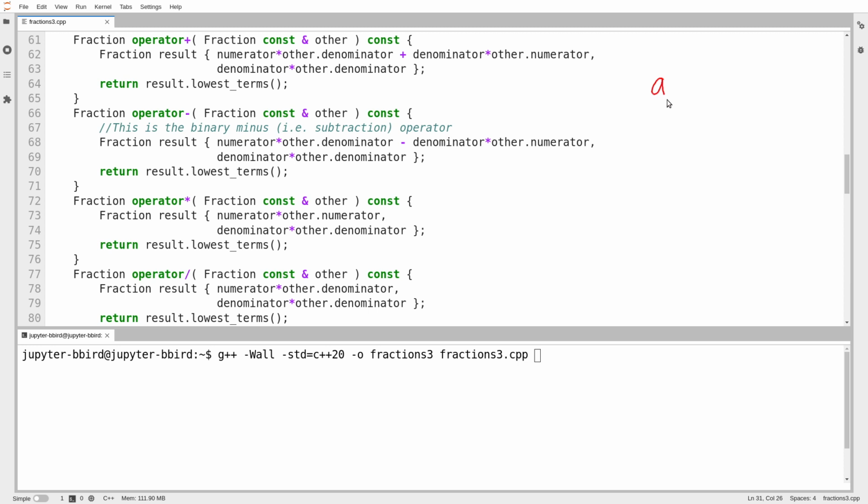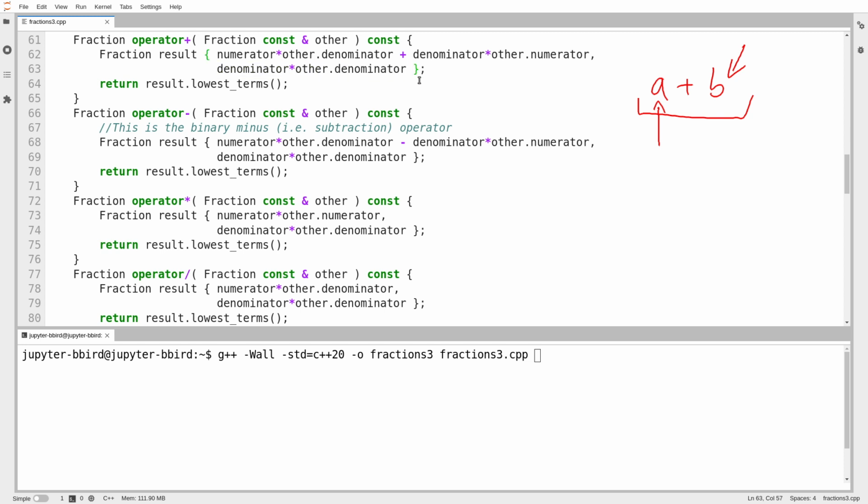If I were to write something like a plus b, in C++, when you define a binary operator, one that takes two operands, inside the class, the left operand is always assumed to be the current object. So in the plus operator, the left operand will be the current fraction object, and the other parameter, which I've called other, will be the right-hand side of the addition. To add two fractions, I compute the numerator of this fraction times the denominator of the other, plus the denominator of this fraction times the numerator of the other, all over the denominator of this one times the denominator of the other one.